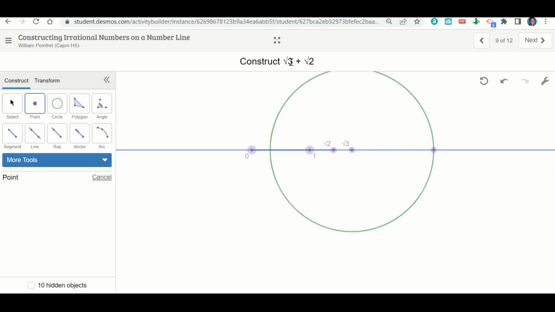Now, if I wanted to subtract these and make it square root of 3 minus square root of 2, I would do the exact same thing. So I would take this distance and make this my center, but now minus square root of 2 would be over here. So if I put a point here, this would represent square root of 3 minus square root of 2.